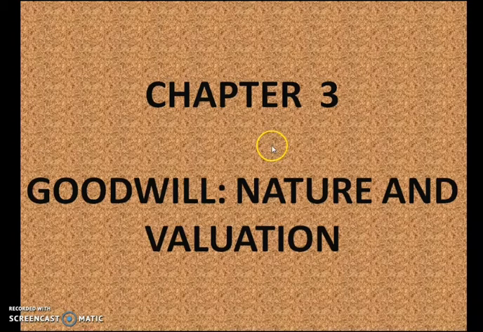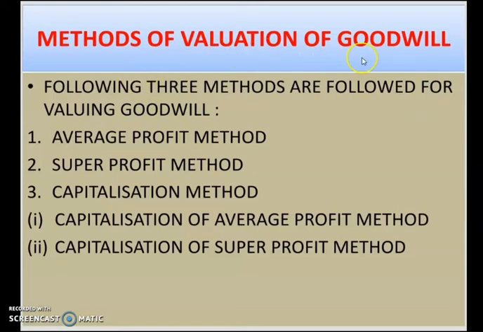Children, if you remember, we were discussing chapter 3, Goodwill, Nature and Valuation. In our last class, we discussed what is goodwill and various factors affecting the valuation of goodwill. We also saw that goodwill is of two types, that is purchase goodwill and self-generated goodwill. So while going for a purchase goodwill, you have to pay something as a purchase consideration for the purchase of that goodwill. Okay, now let us discuss more about the methods of valuation of goodwill.